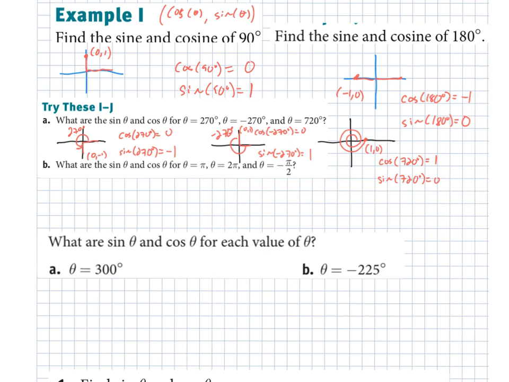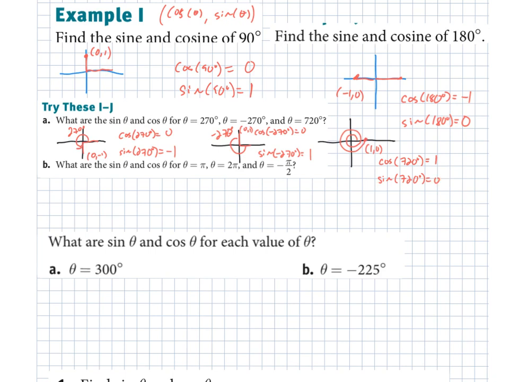So notice -270 is actually coterminal with 90 up above. So the cosine of -270 and the cosine of 90 are both 0. The sine of -270 and the sine of 90 are both +1. So again, that's kind of nice to see those coterminal angles lining up. And 720, rotating twice around, is coterminal with 0, 360, etc. I get cosine of 720 equals 1, sine of 720 equals 0.